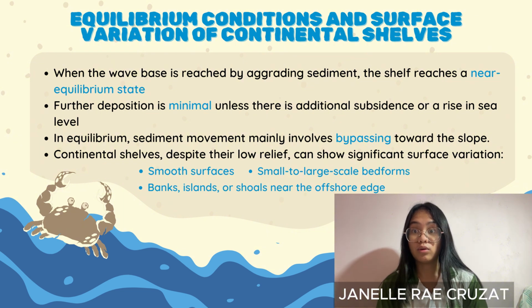Despite their generally low relief, continental shelves can show significant surface variation. For example, some areas have smooth surfaces formed by sediment accumulation and compaction. Others feature small to large scale bedforms like ripples and dunes, shaped by waves and current action. Near the offshore edge, you might find banks, islands, or shoals, elevated features formed by sediment accumulation that can influence local marine environments.